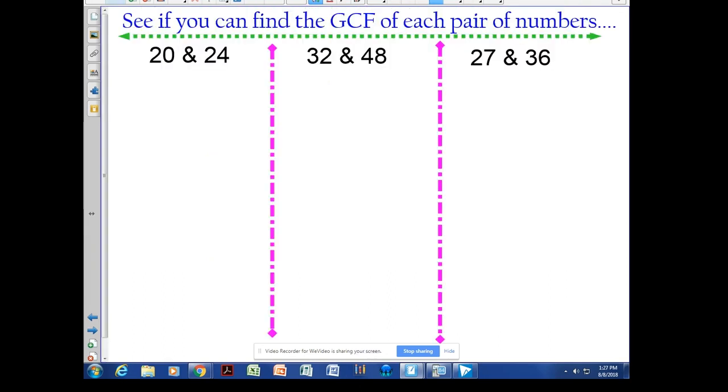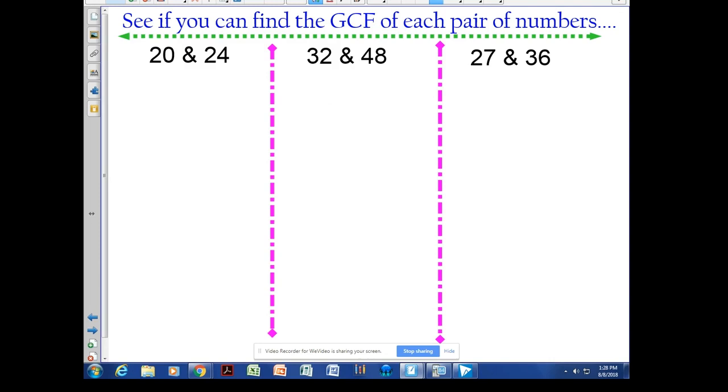So let's take a look at 3 different problems. Pause your video for a moment and see if you can find the greatest common factor using all of the steps that we just did, using T-charts to find all the factors, circling all the common factors, and then finding the greatest one on both lists. Okay, let's see how you did.